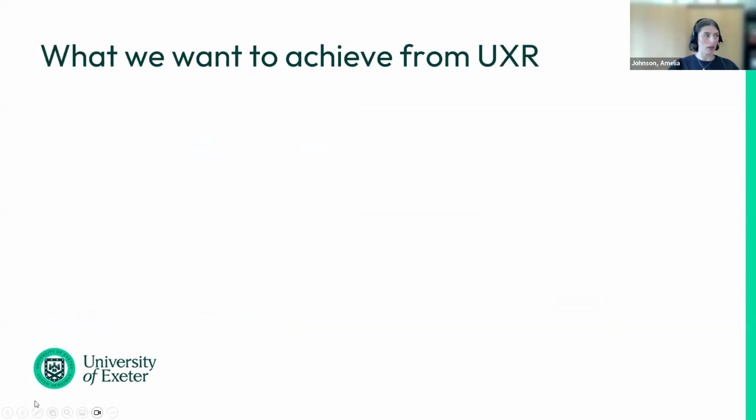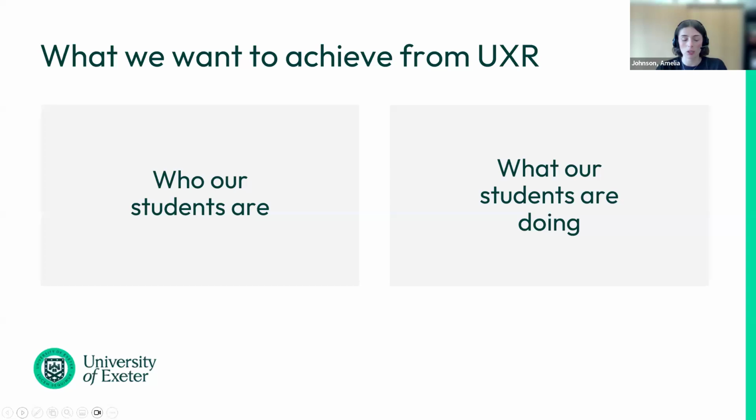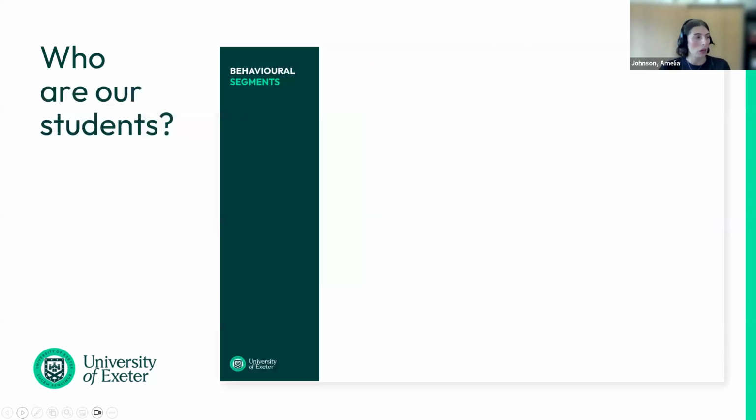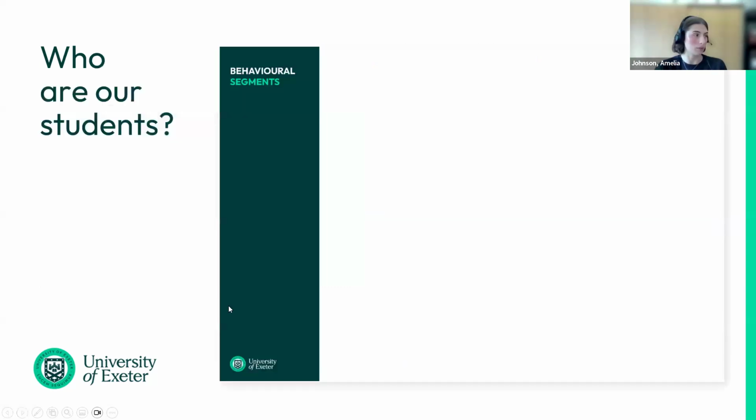So going on from that, like Ben said, there are a couple of things that we want to achieve when we're doing user experience research. We want to understand who our students are and also what our students are doing. So in order to understand who our students are, we want to understand their wants, their needs, their motivations, and their frustrations, which all together help us to generate empathy. And empathy allows our designers to really understand the people that they're designing for. And by understanding what our students are doing, we're able to know the end-to-end experience so that we can make sure we're solving the right problems for our users.